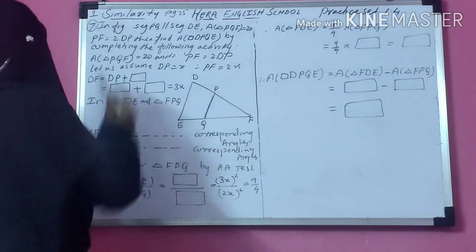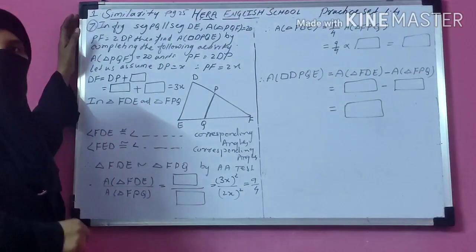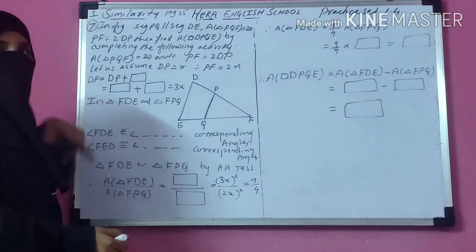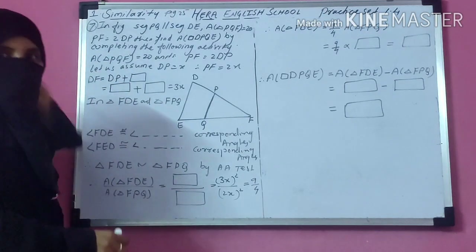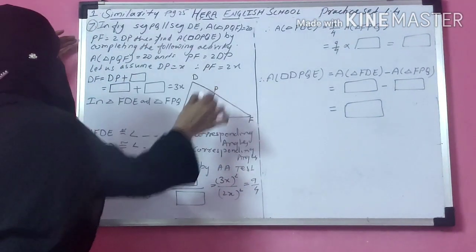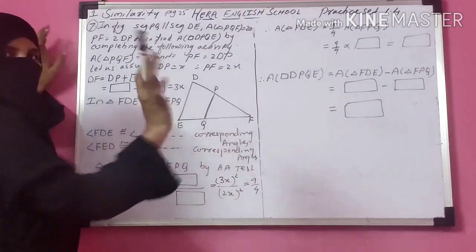Now let's move to question number 7. Question number 7 is given on page number 25. Open your textbook. This is an activity type of question. The question is already solved and you just have to fill the boxes. Now the question is, in the figure, segment PQ is parallel to DE. That means these two lines are parallel.